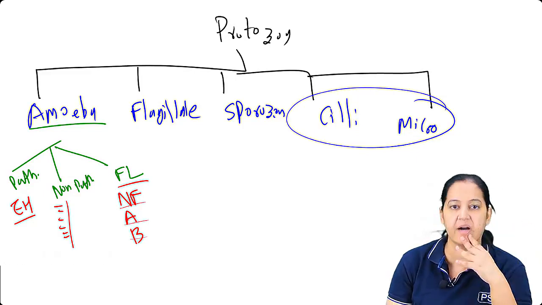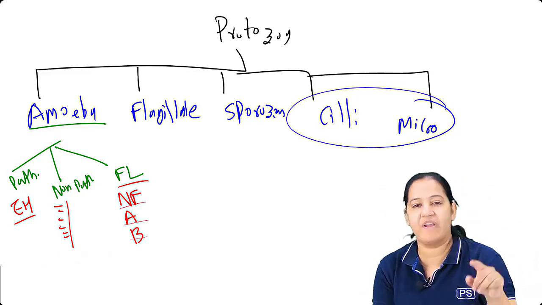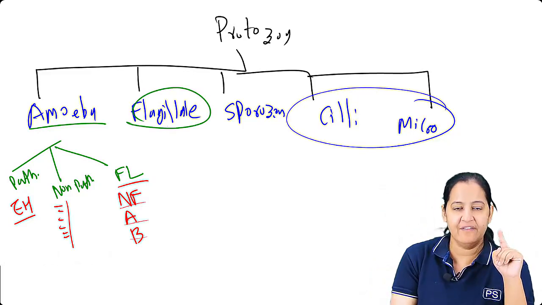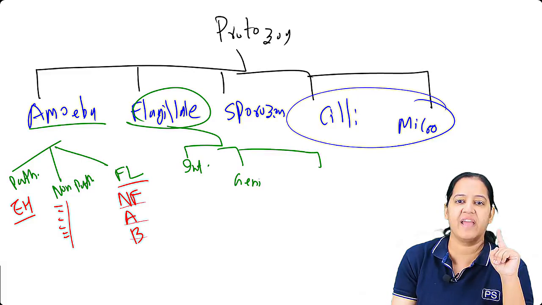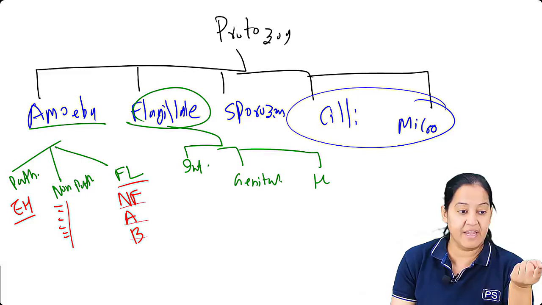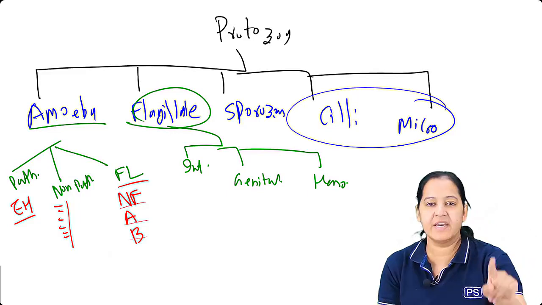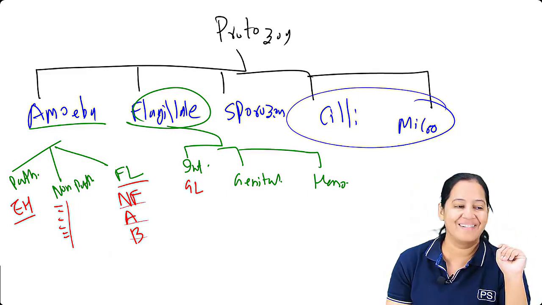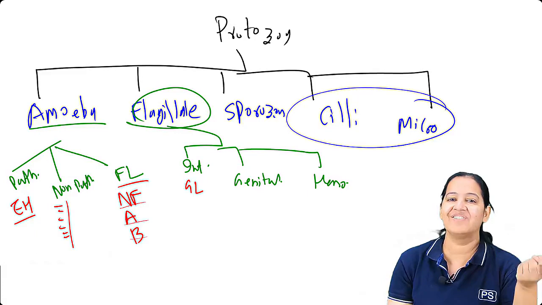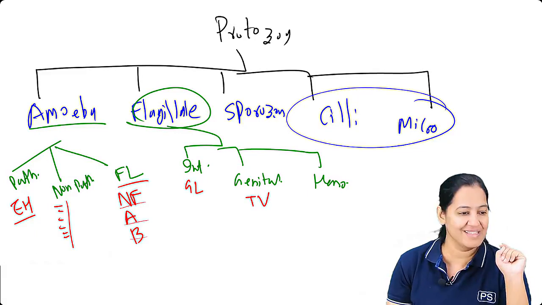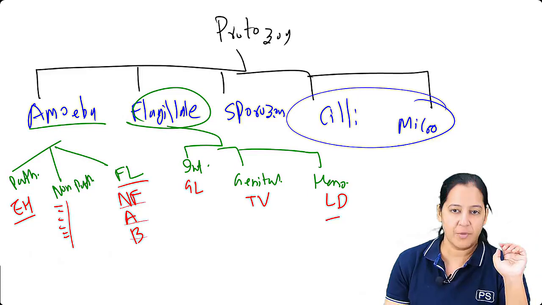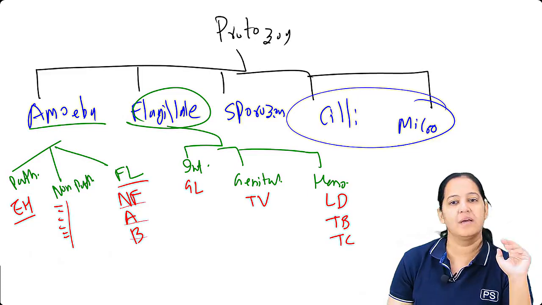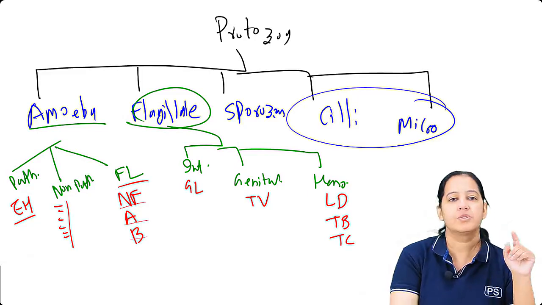Coming to the flagellates. Flagellates, again, we divide in three categories. What are the three categories of the flagellates? The ones which reside in the intestine, the ones which reside in the genital cavity, and the ones which reside in the blood, that is hemoflagellates. The intestinal one is only one, Giardia lamblia. The genital one is also only one, Trichomonas vaginalis. And in hemo there are two, Leishmania donovani, I mean three: Trypanosoma brucei, Trypanosoma cruzi. So total five I have to teach you.